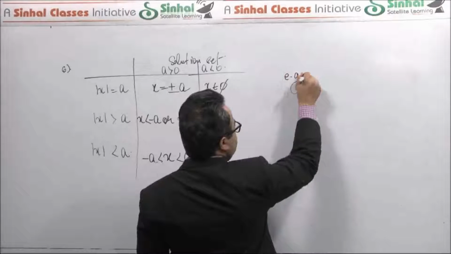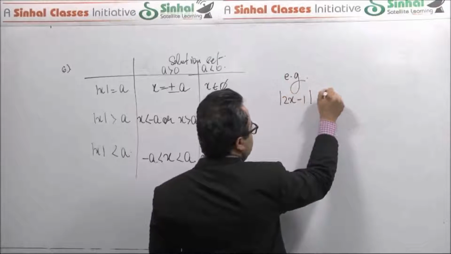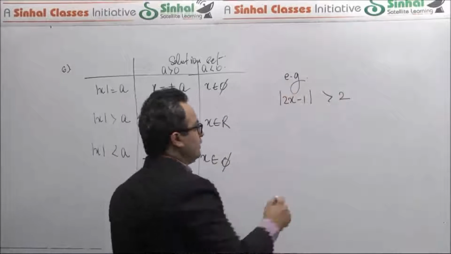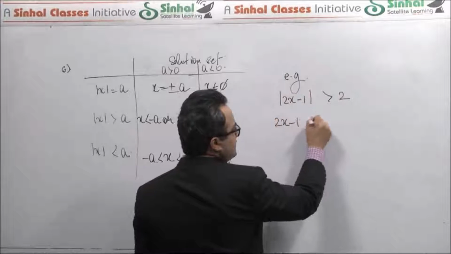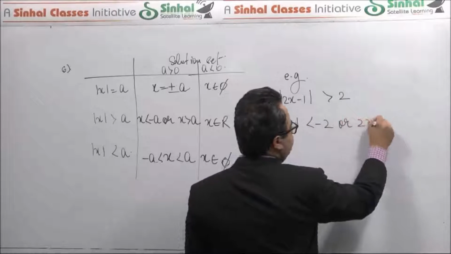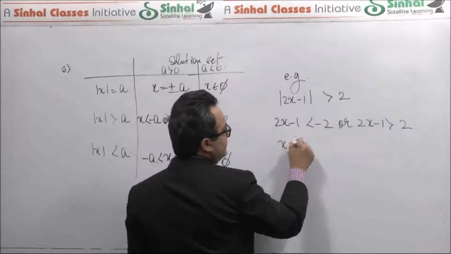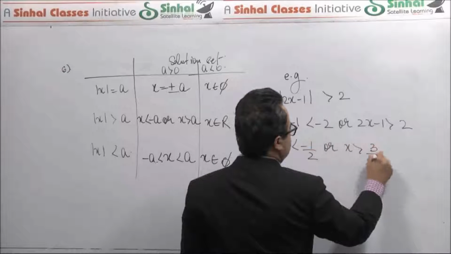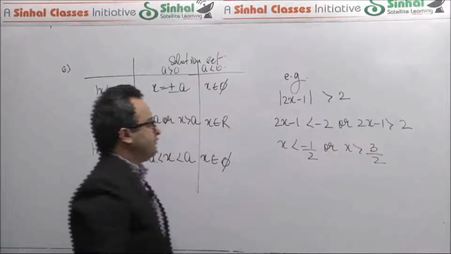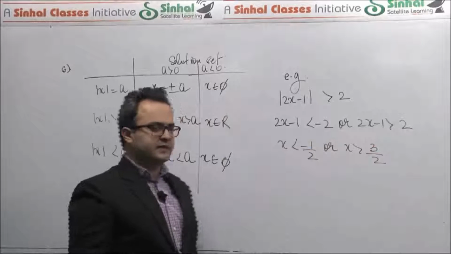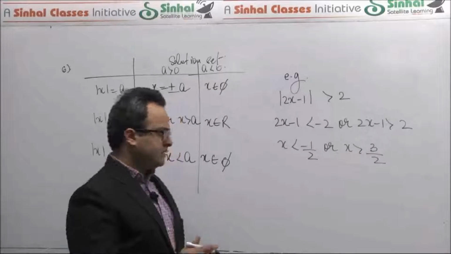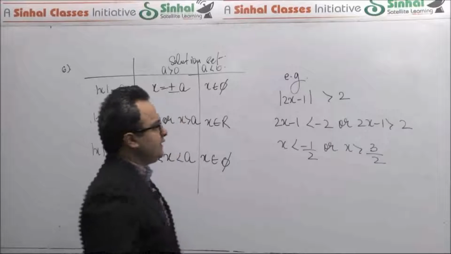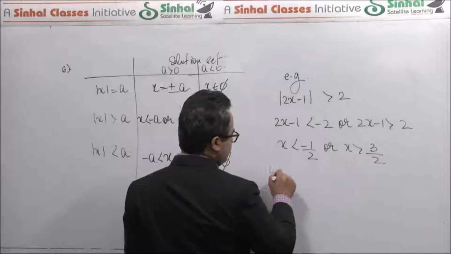Examples. So suppose I have this inequality, mod of 2x minus 1 is greater than 2. So that can either mean that 2x minus 1 is less than minus 2, or 2x minus 1 is greater than 2. So x is less than minus 1 by 2, or x is greater than 3 by 2. Right, so my solution set directly turns out to be that x can belong to the interval minus infinity to minus half union 3 by 2 to infinity. And similarly maybe I have something like this.